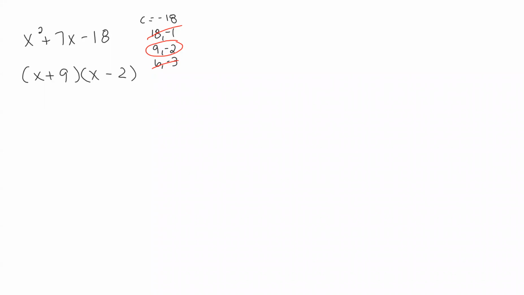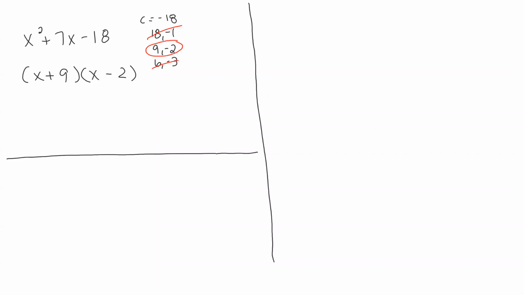Now, it doesn't matter which binomial you put the positive 9 in and which you put the negative 2 in. It doesn't matter the order. Just make sure the sign in front of the factor is correct. So I could have easily written this as x minus 2 times x plus 9. That would be fine. Just make sure the sign is correct. Okay. That took me a long time to spit out something pretty simple, but that basically sums up today.